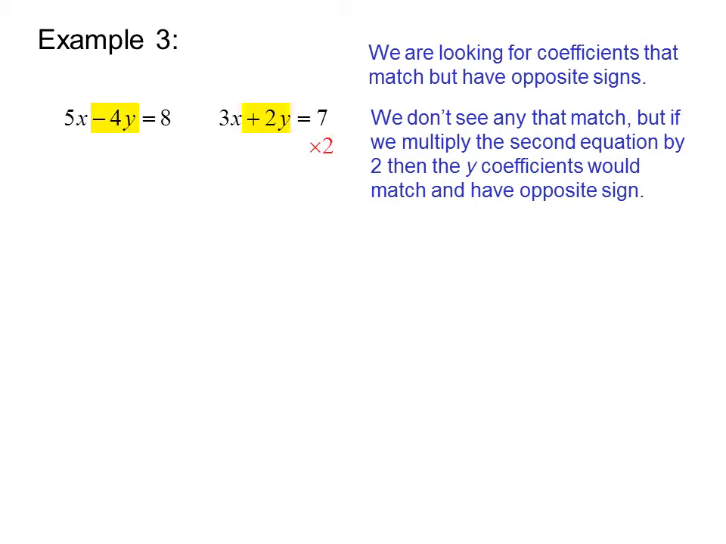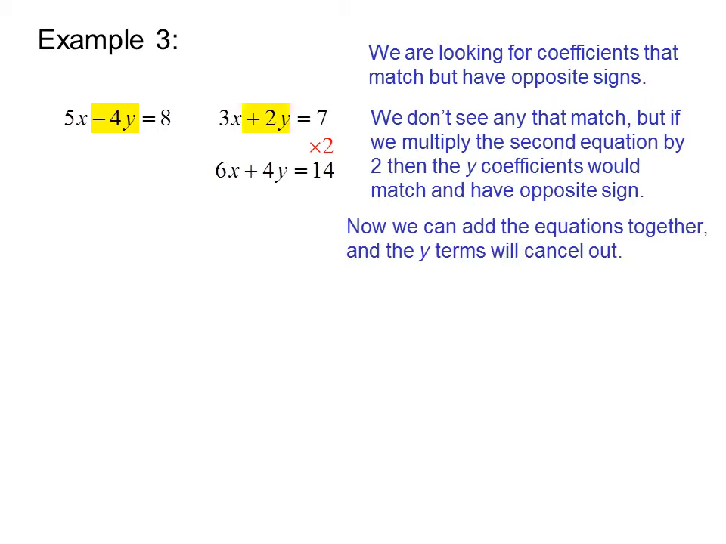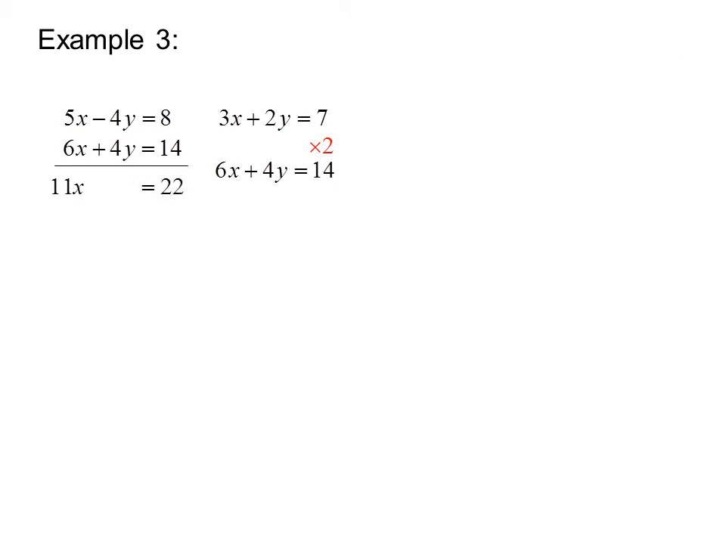So we multiply the second equation by 2, and we have to multiply every term in the second equation by 2. We get 6x plus 4y equals 14. And now the y coefficients match and have opposite sign. Now we can add the equations together, and the y terms will cancel out. When we add the equations together, we get 11x equals 22. Divide by 11, and we get x equals 2.